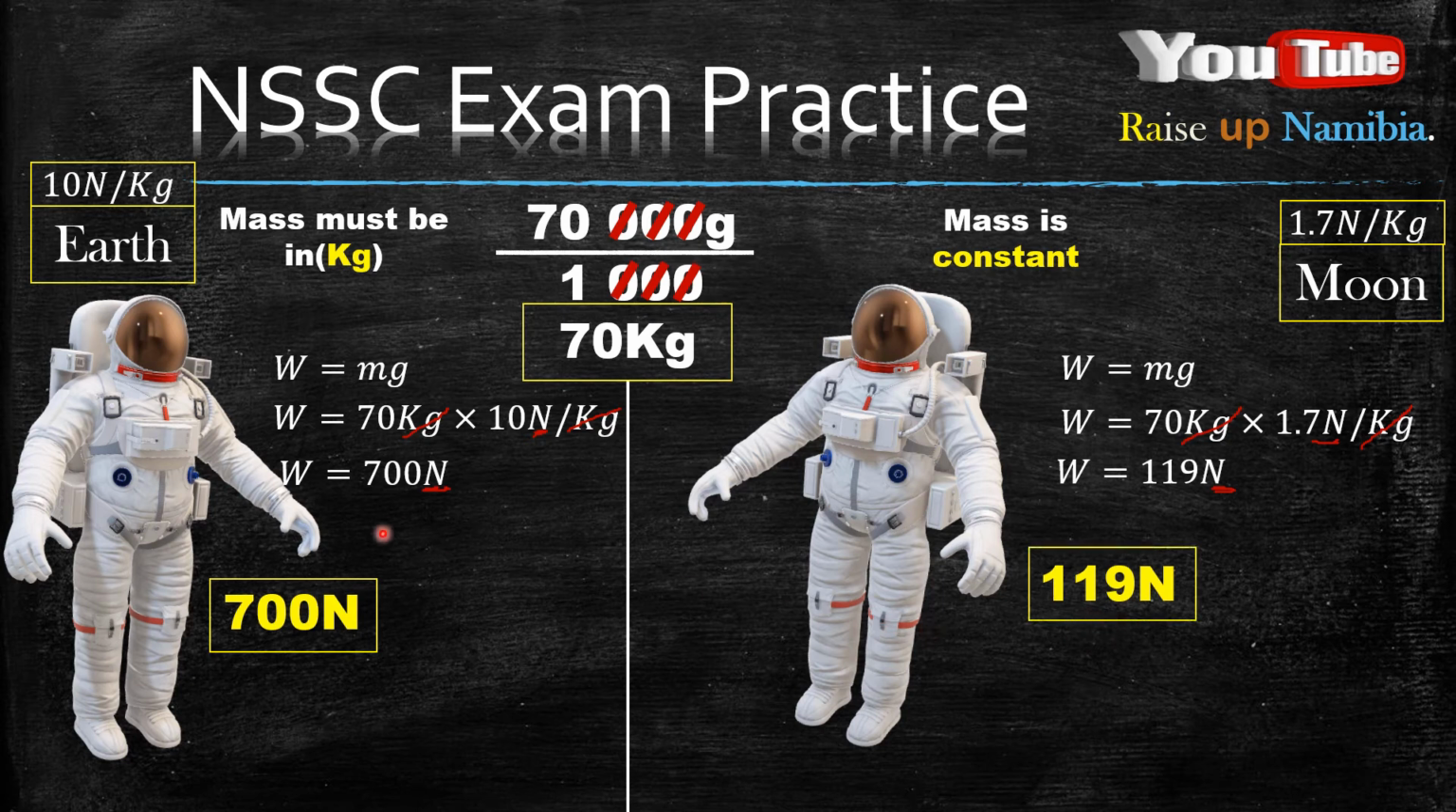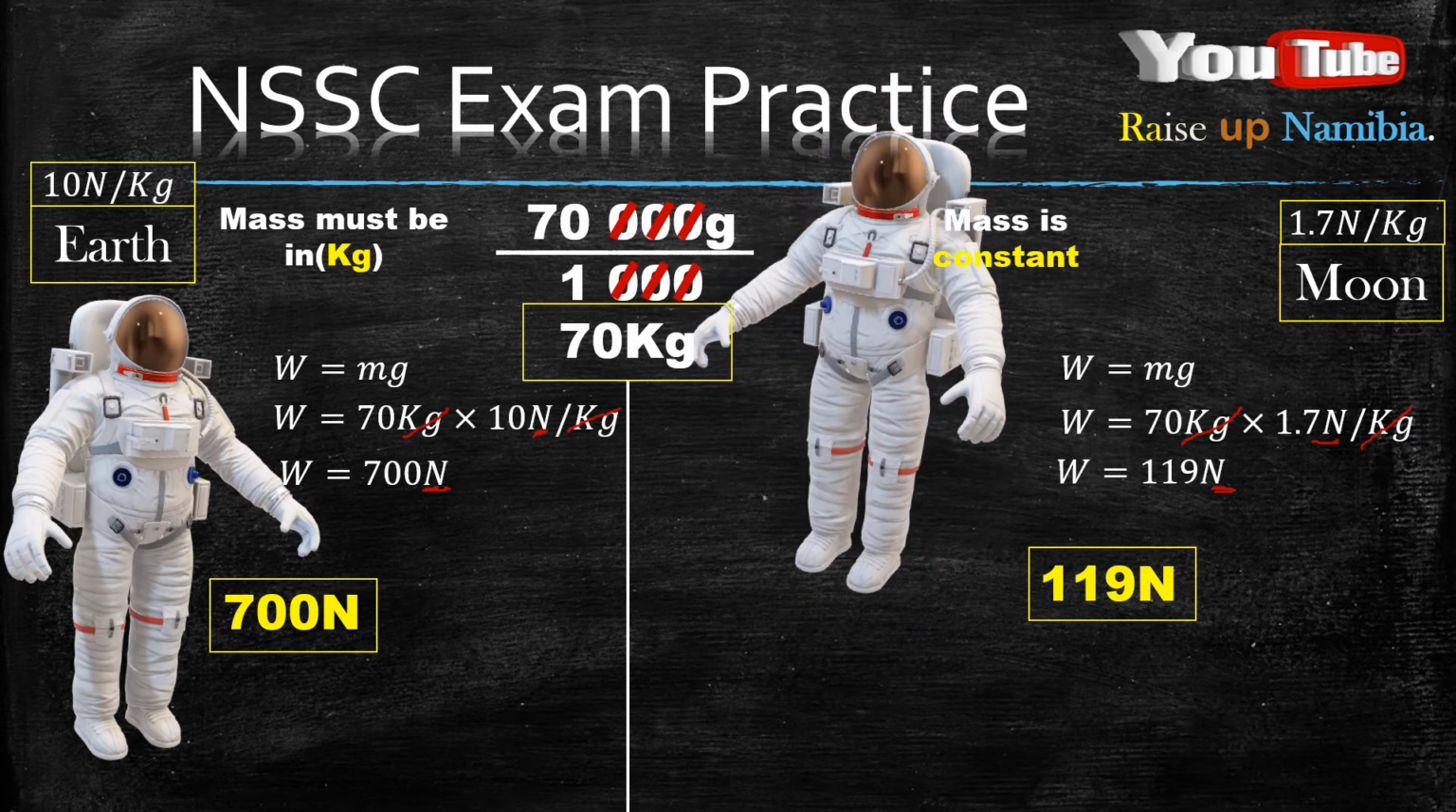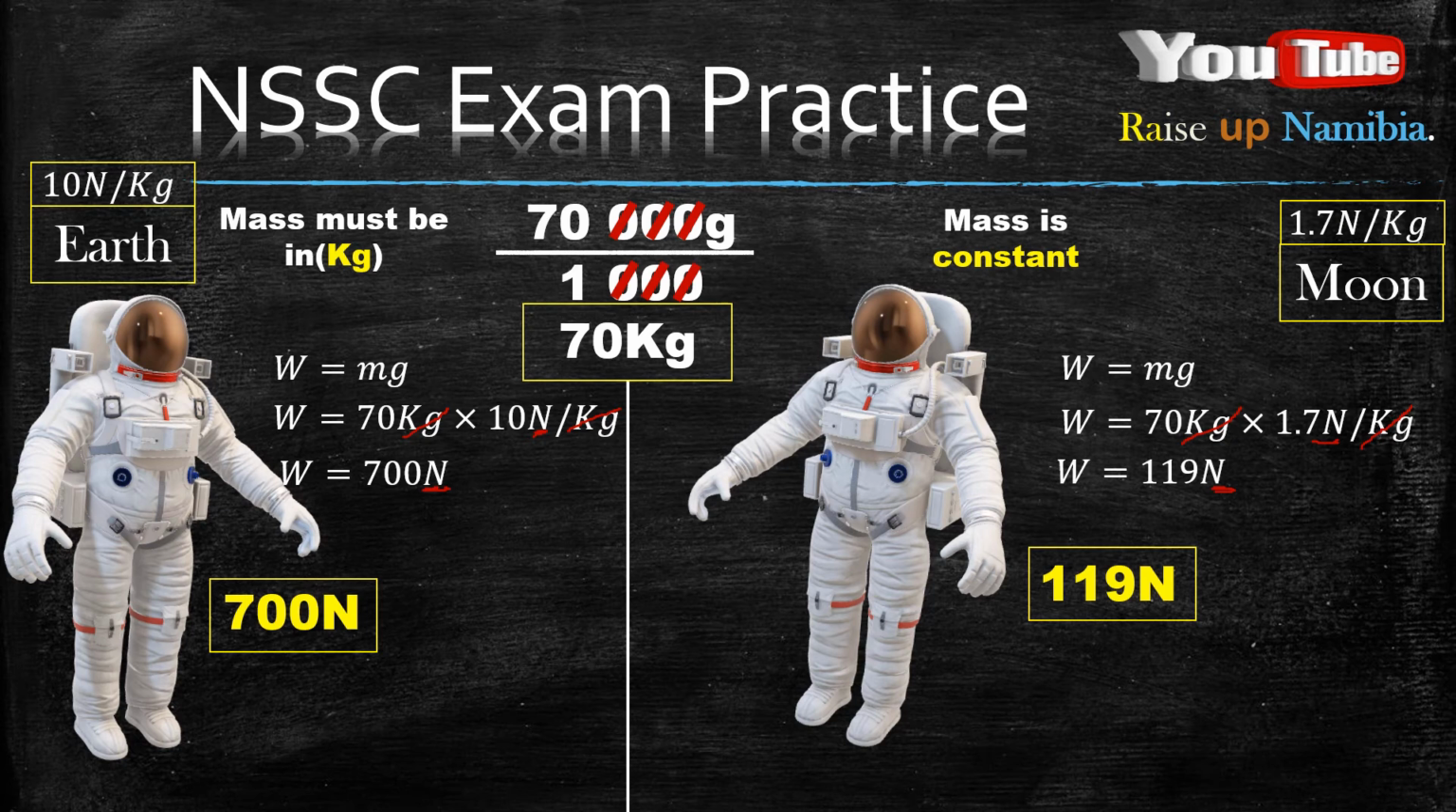Now, this means that when this man is on Earth, he feels heavier than when he's on the moon. Because when he's on Earth, his weight is 700 newtons. So if he jumps up, the gravitational pull pulls him faster to the Earth. But when he's on the moon and he jumps up, he'll feel lighter because his weight is only 119 newtons. When he jumps, he will be slower to be pulled back down.